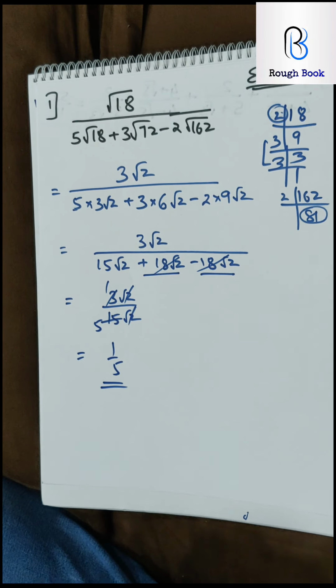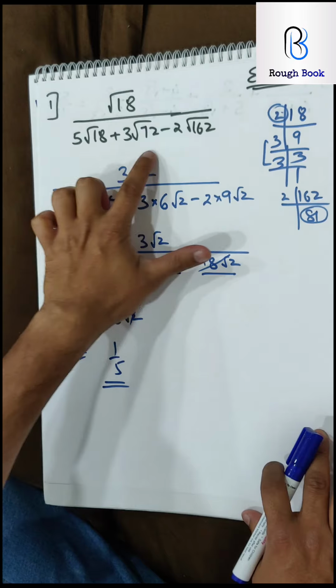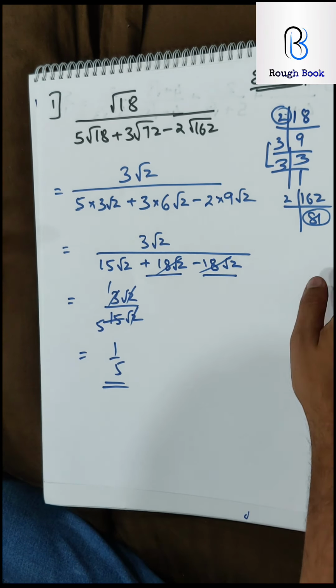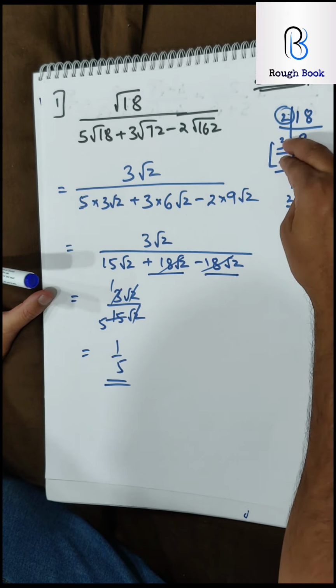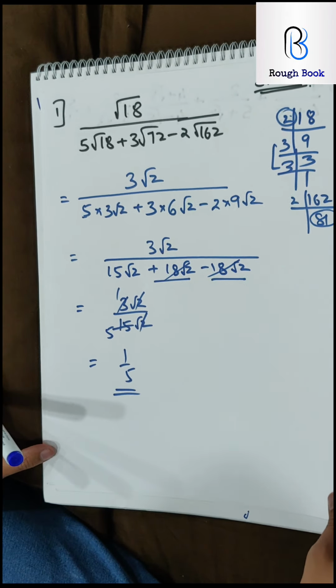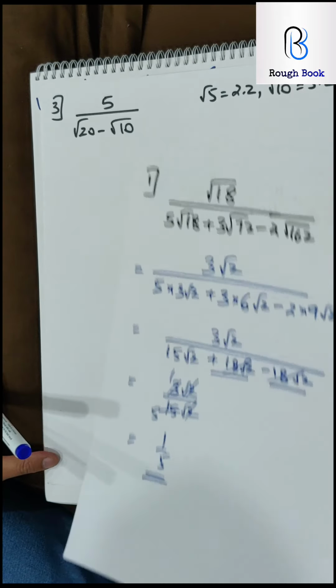So this sum looks a little difficult, but once you convert all these into mixed surd, it becomes very simple. How to convert to mixed surd? Take factors, whatever is common pull it out and the rest of the thing stays inside. I hope you will be able to manage this first sum. Let's go to the next one, sum number 3.